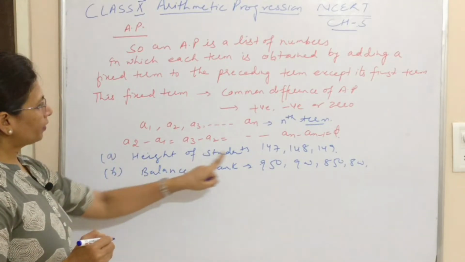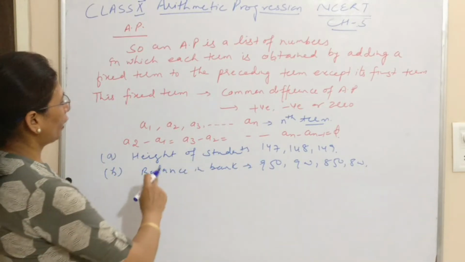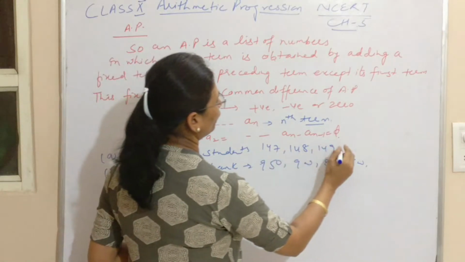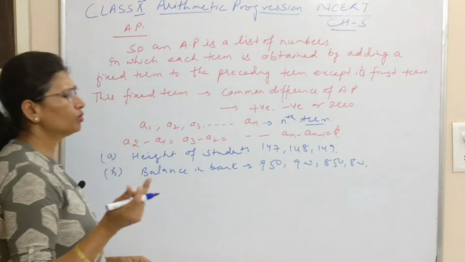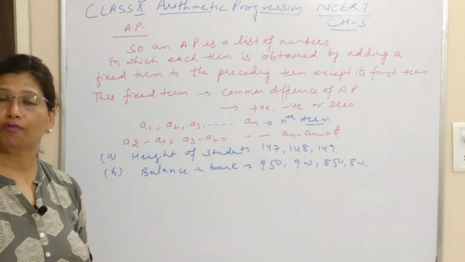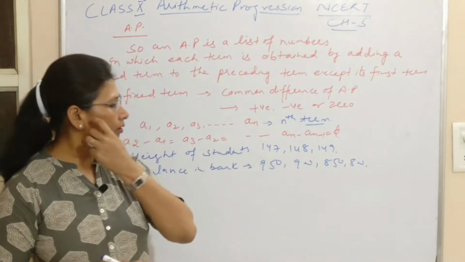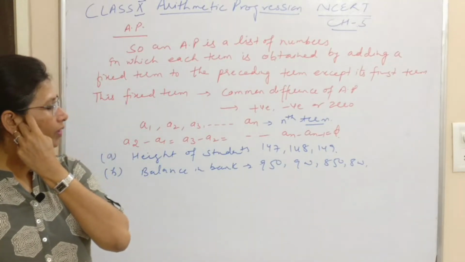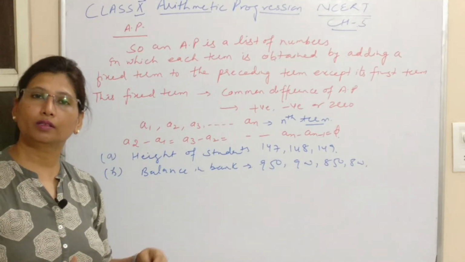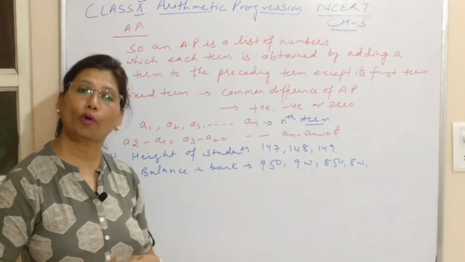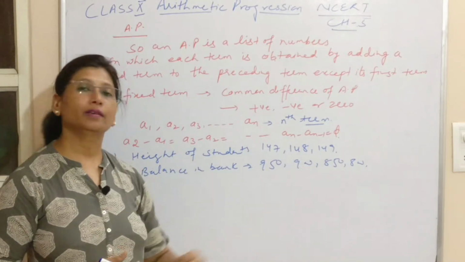Now here is another example we have taken: the height of students, 147, 148, 149. We have picked up three students and their recorded heights are these. If you see, they come out to be in AP. In the same way, the balance in the bank, here we see that this is after deduction. When we are withdrawing money, the balance in the bank is like this.